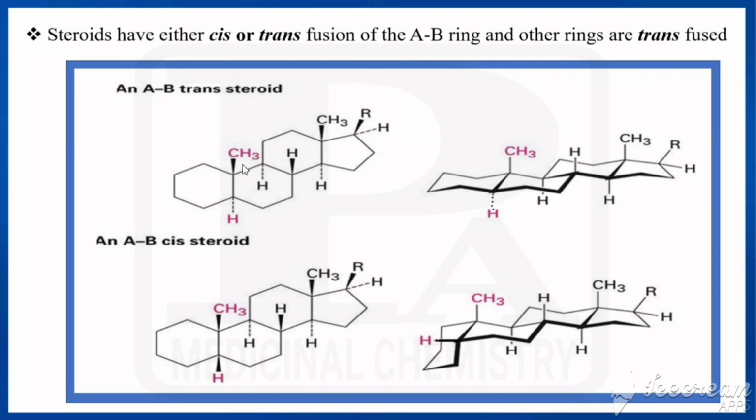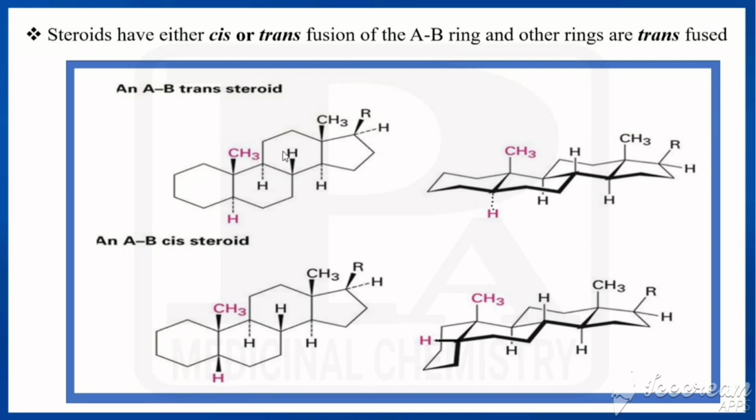Between A and B, look at this one. This would be a thick line, so it would be beta. This would be a dotted line, so this would be alpha. So here beta, here alpha. Both are different, that's why it would be trans.